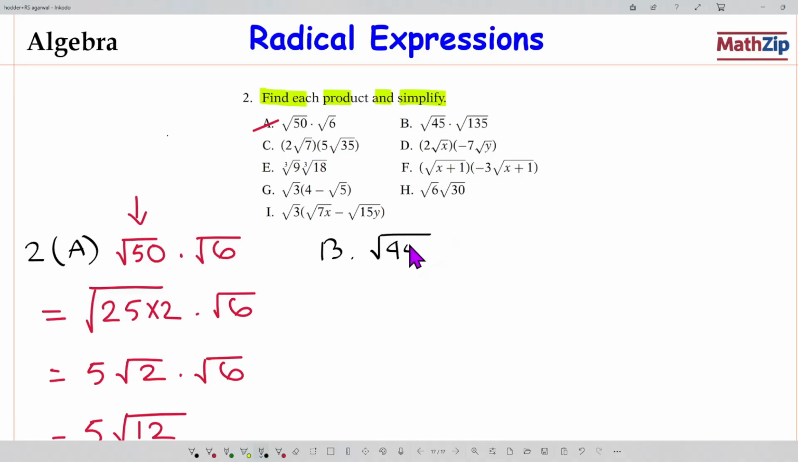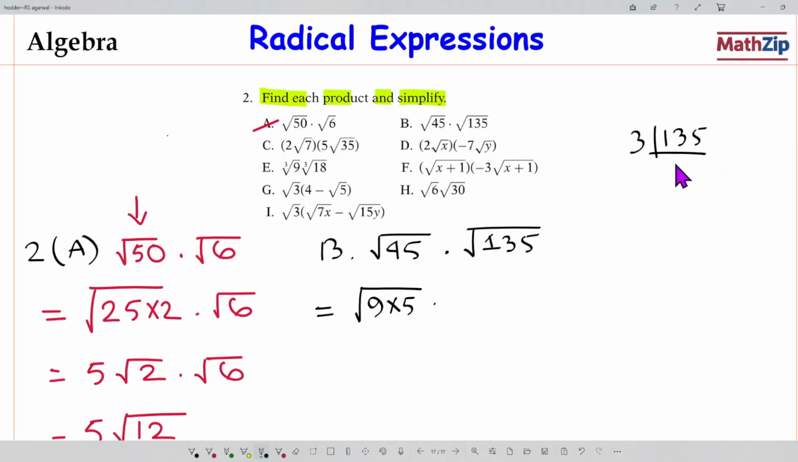root 45 times root 135. So first, from this 45 we have to find a perfect square, like 9 times 5. 9 is a perfect square, times 135. If we divide this 135 by 3, we will get 45, and 45 divided by 3 is 15. So from here we can get 9 times 15.